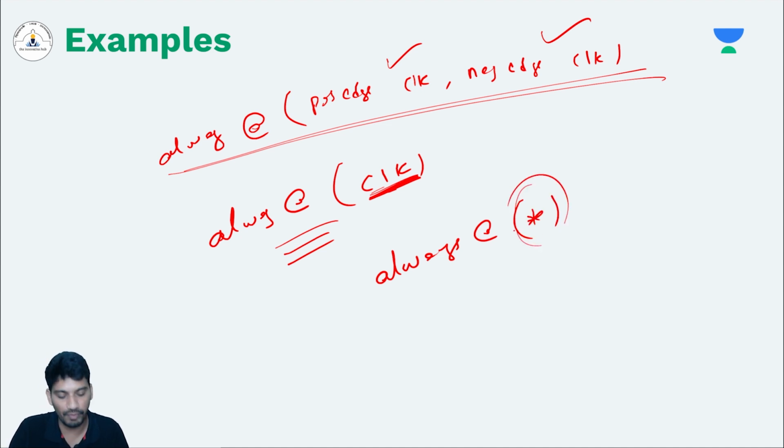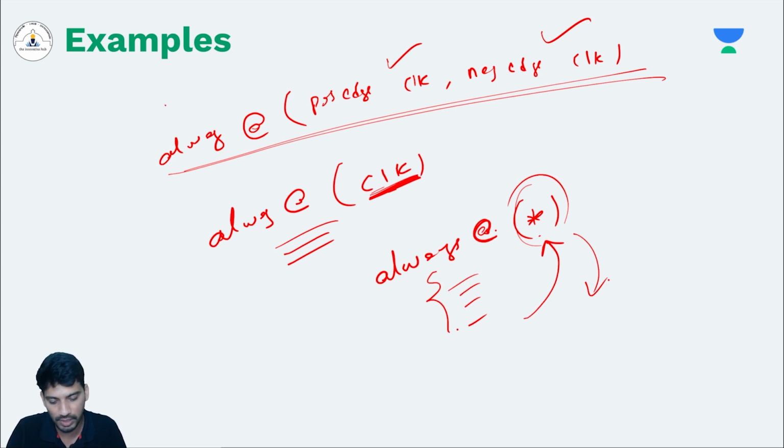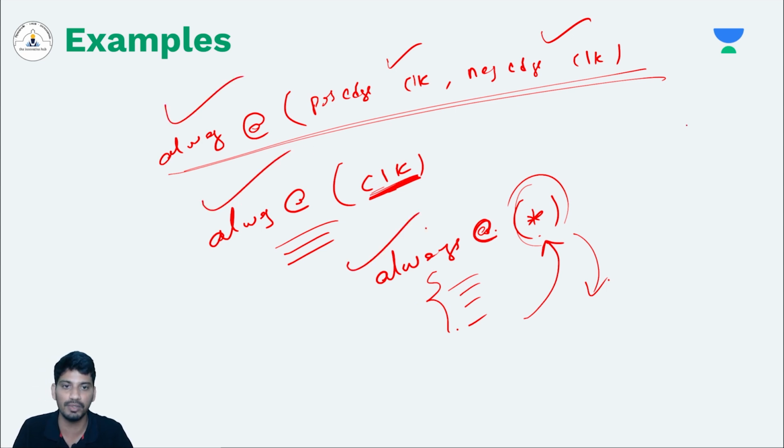What does this do? Whenever a variable changes inside the always block, it will be added to the sensitivity list, and then the statements inside the always block will be executed. So we will see these three things also in this example. So let's go to Vivado and create a project.